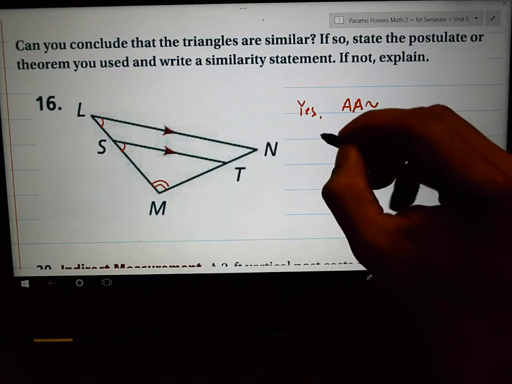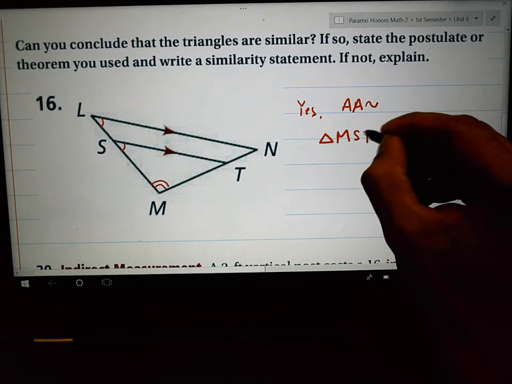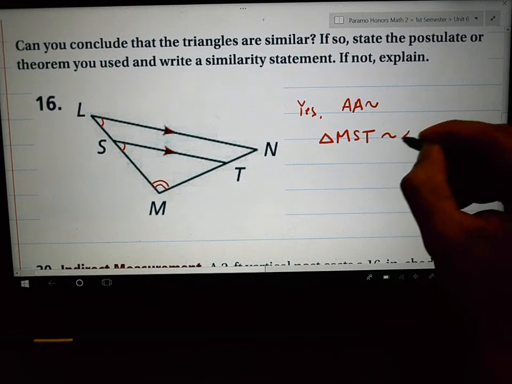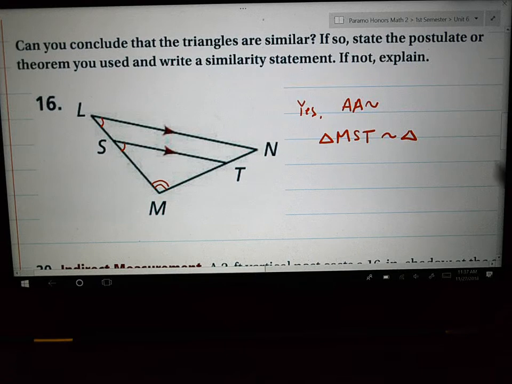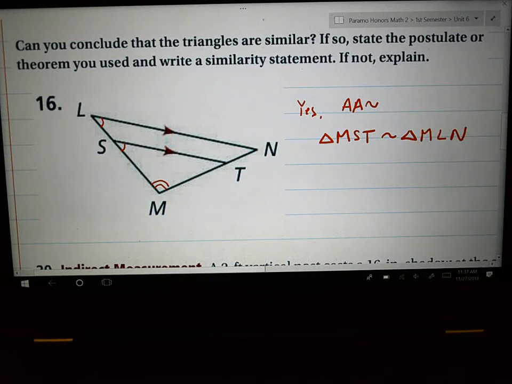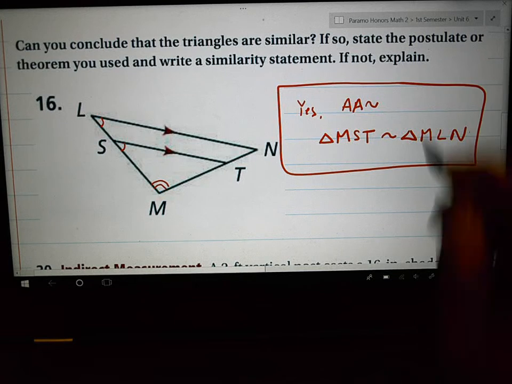So I guess I'm going to start with triangle MST. MST is going to be similar to triangle MLN. It has to match. The second one always has to match the first one. First one doesn't matter which order you put it in. Second one, you're going to have to make sure it matches. Those are our 3 answers for 16.